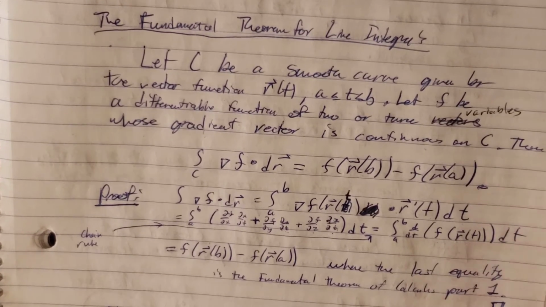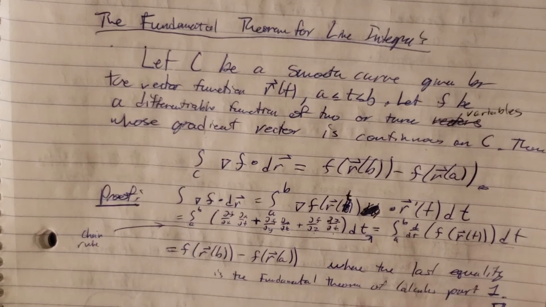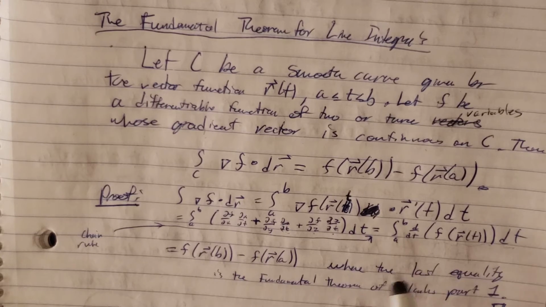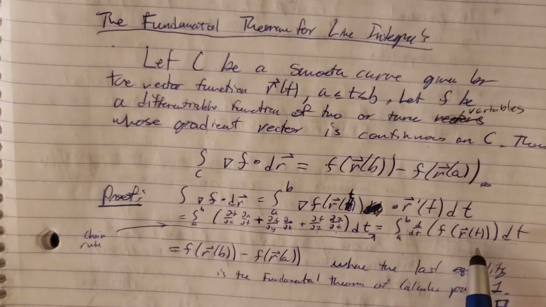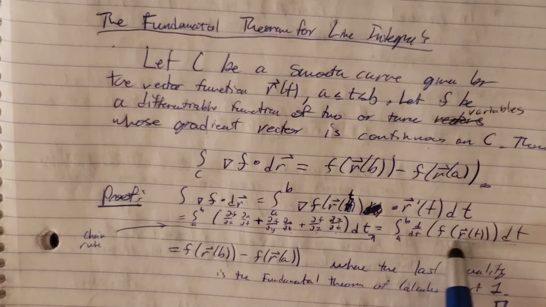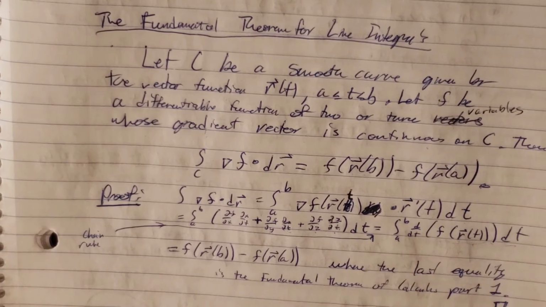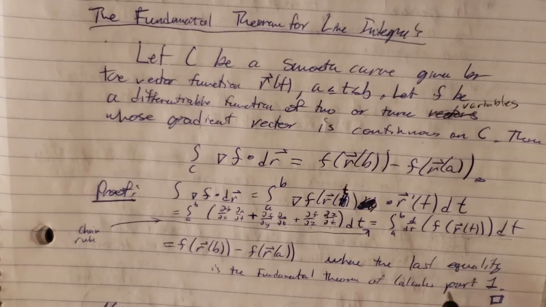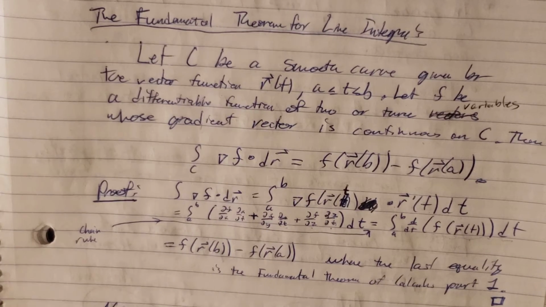Okay, now how do we integrate that? Well, we take the integral of the derivative of something with respect to t, right? This is the derivative with respect to t. We integrate with respect to t. So the integral of all of that, just by the fundamental theorem of calculus, gives us exactly f of r evaluated at b minus f of r evaluated at a. And that actually concludes our proof for this fundamental theorem for line integrals.